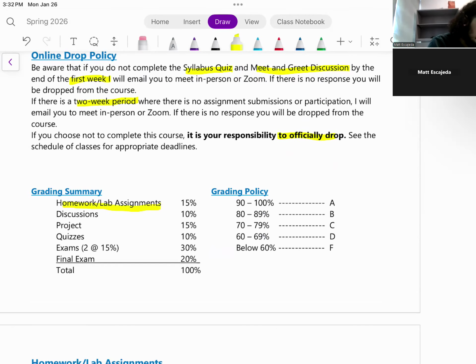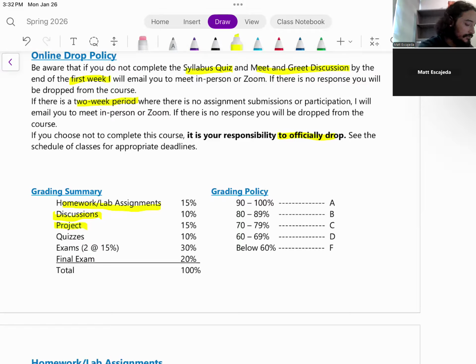Homework and lab assignments. All right. So we're gonna have homework each week, might have an occasional lab assignment here or there. But homework assignments is 15%. Our discussions are going to be 10%. Okay, so online class, online discussion is important.